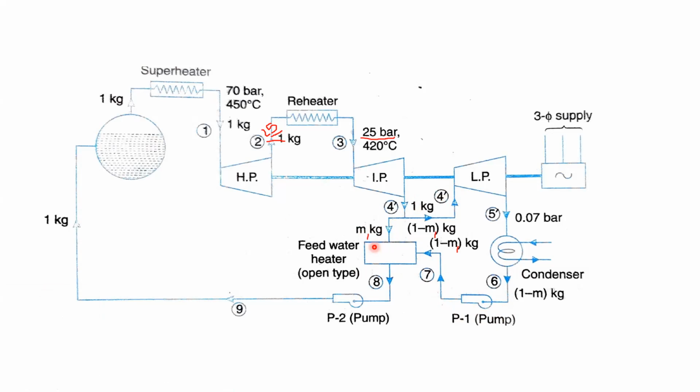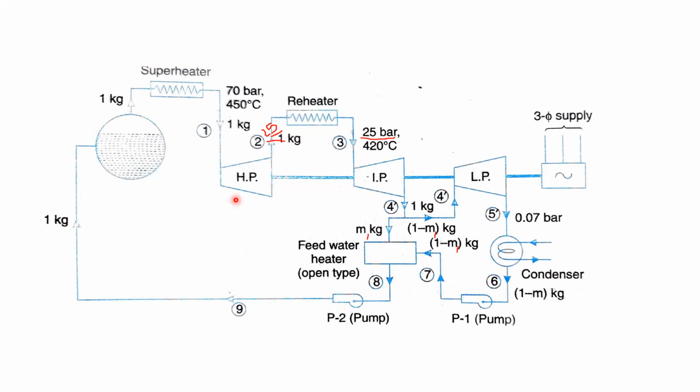the steam taken from the intermediate turbine as well as the water which is coming from the pump. These two are exchanging heat with each other. After maintaining the equilibrium state, this fluid is brought back to the boiler by compressing the fluid through the pump. This is all about our problem.